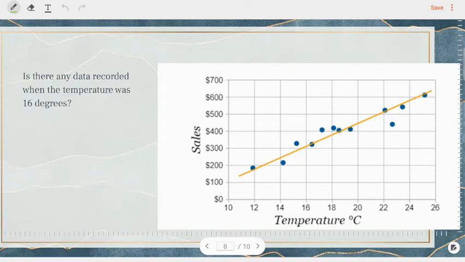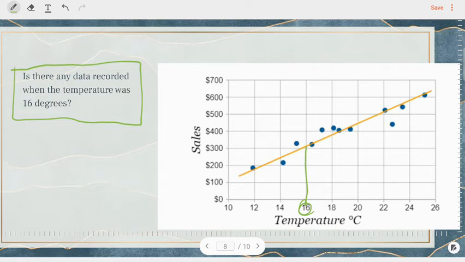Now, what good does this best fit line allow us to do? I'm going to ask you this question as kind of a guide to my first question. Is there any data recorded when the temperature was 16 degrees? So here's 16 degrees. If I go straight up, is there any data? Is there any dot recorded at that point? No. And I can't record. It's almost impossible to record a piece of data for every single degree or every single piece of information because it would take me forever.